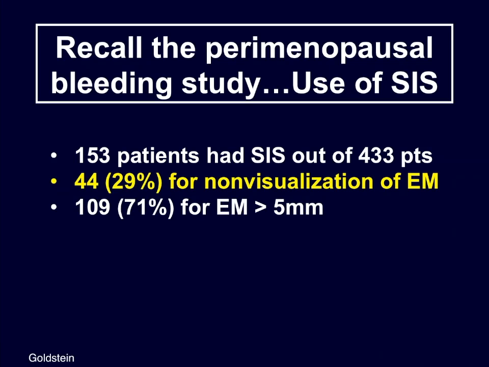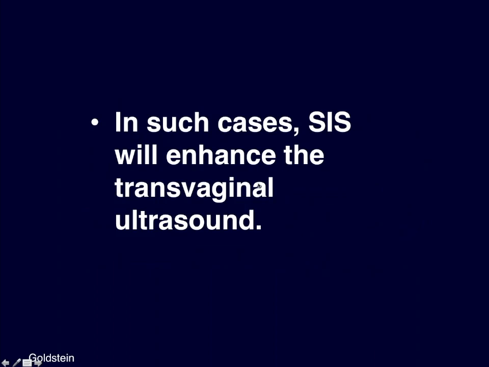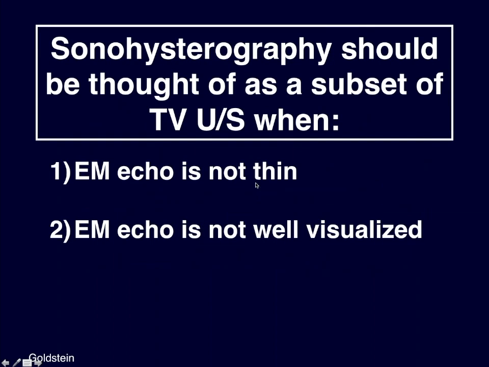And recall that perimenopausal bleeding study that I told you about. Remember, we said there were 433 patients. 44 of them had sonohysterography for non-visualization. This was in perimenopausal women. Thus, 10.2% of perimenopausal women with abnormal bleeding had an endometrial echo that was not adequate to be used diagnostically without saline infusion. And in such cases, the SIS will enhance the transvaginal ultrasound. As I said, sonohysterography is thought of as a subset of transvaginal ultrasound when the endometrial echo is not thin enough or it is not well visualized.